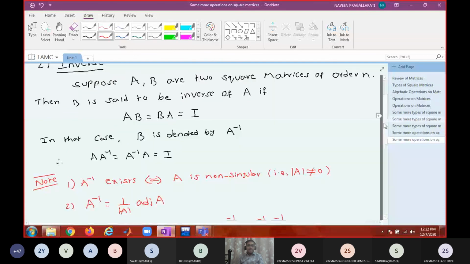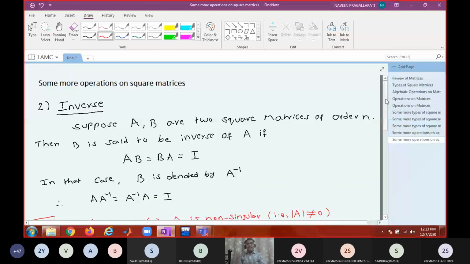Okay, so I'll stop the class with this. These are all some review concepts on matrices. We have discussed some types of matrices, some operations on matrices, again some types of square matrices, some operations on square matrices. In the next class, I'll be discussing row operations followed by rank of a matrix. So don't be absent for that class. That is very important.